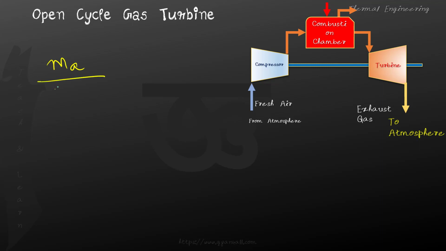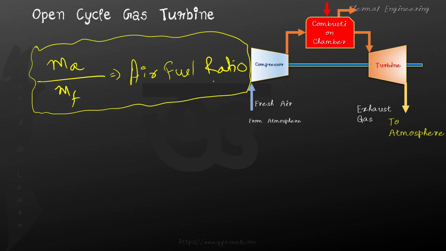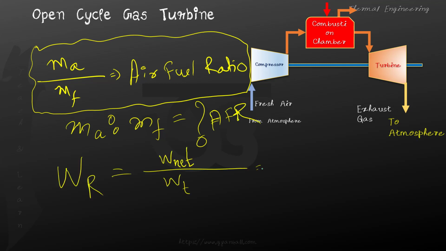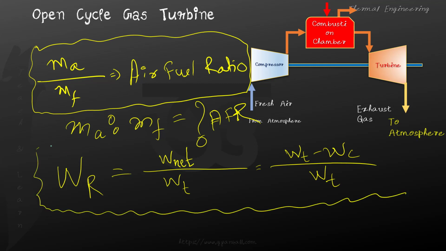MA divided by MF is the air fuel ratio, as in an IC engine. In a reciprocating IC engine we take the air fuel ratio, so in this case also we may have to use the air fuel ratio, MA to MF, AFR. The work ratio is W net divided by WT. What is W net? WT minus WC, divided by WT. Net work output divided by turbine work output.